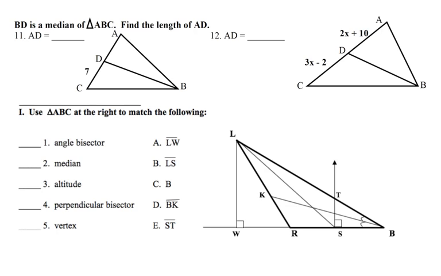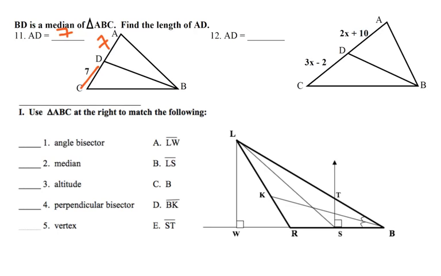Alright, welcome back. Let's see how great you did. BD is the median. Find the length of AD. Because this is a median, it will cause it to be congruent. So if CD is 7, AD would be 7.